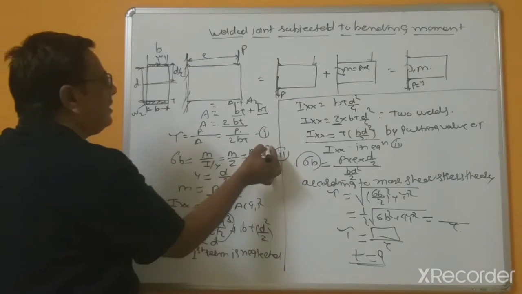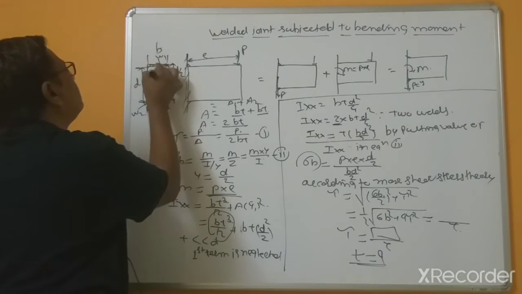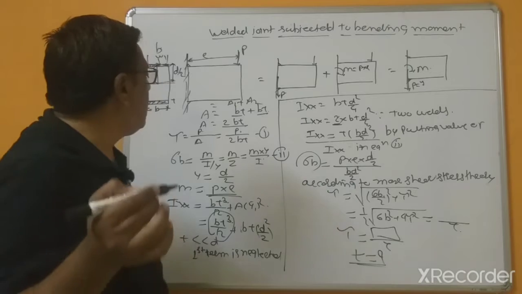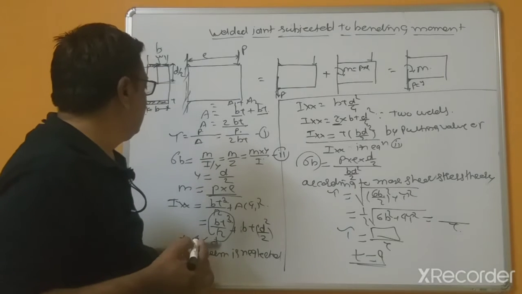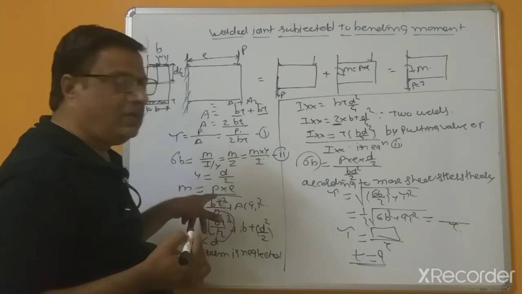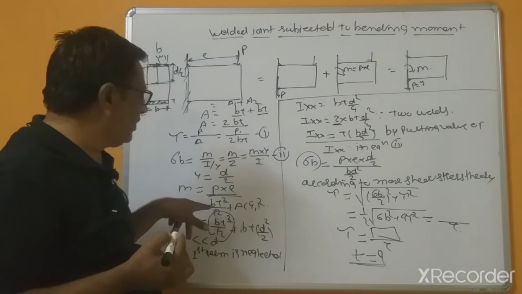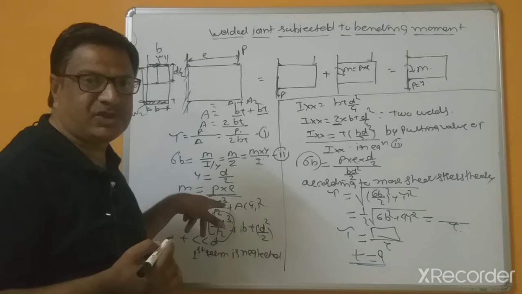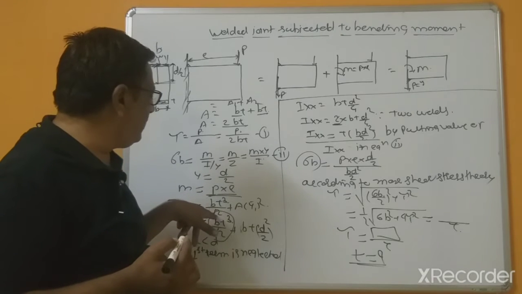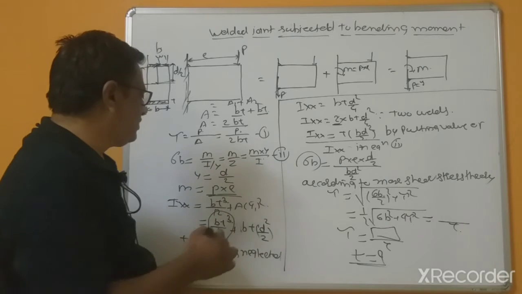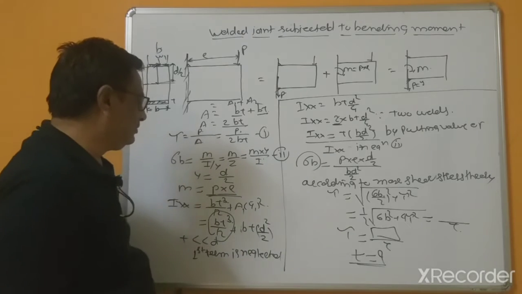So this Y bar means this distance, similar to R1 in the previous case. M equals force multiplied by area, moment of inertia about XX. So this is the self moment of inertia, the basic formula BT cube divided by 12, plus, by using the parallel axis theorem, A into Y1 square. So this is A1 and Y1 squared.